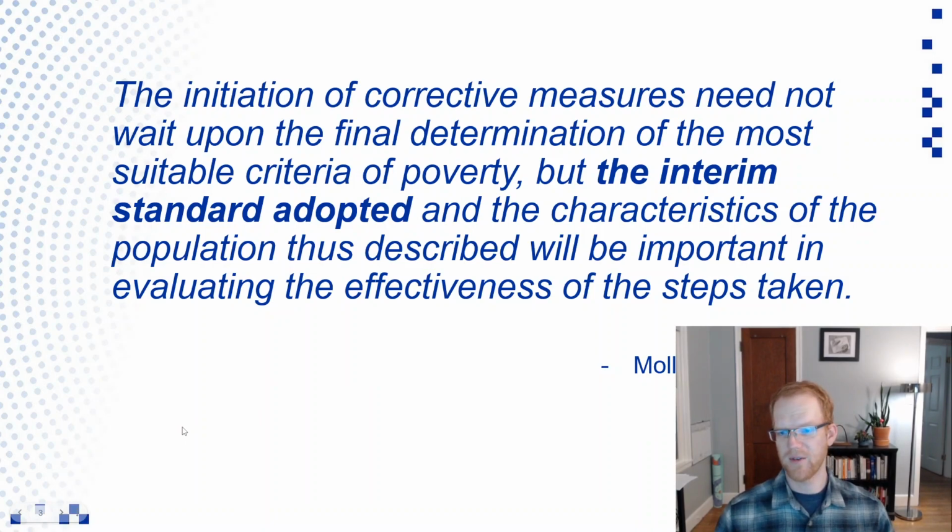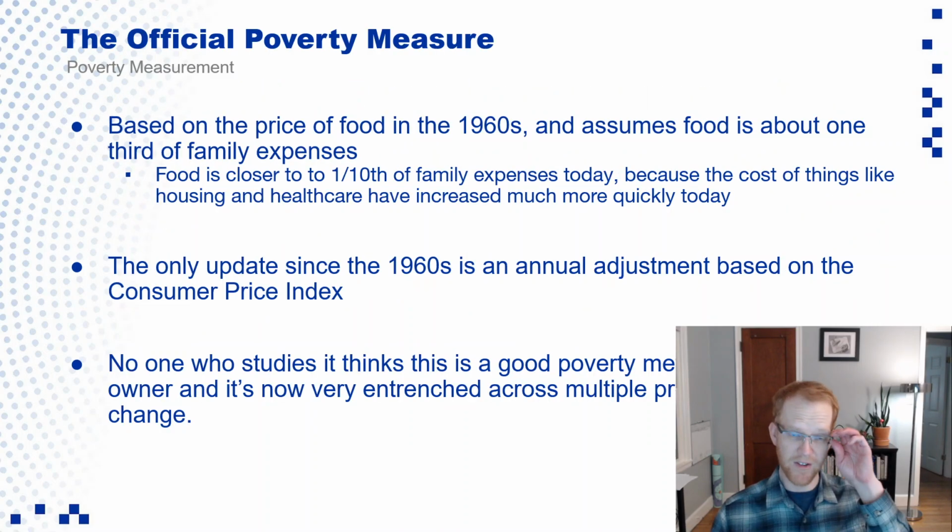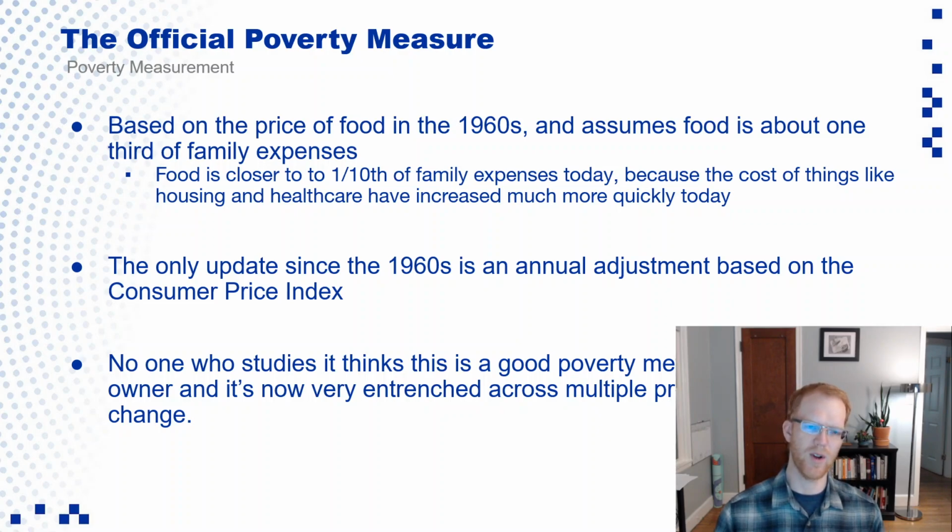So the official poverty measure was put in place back in the 1960s, and it was meant to be an interim standard. The author of the official poverty metric thought that it should be updated about every 10 years or so, and it's been instead 60 years, and we're still using that same metric. It's based on the price of food in the 1960s, and it assumes that food is about 1/3 of family expenses. In reality, food's closer to 1/10 of family expenses today because the cost of things like housing and healthcare have increased more quickly than the cost of food.